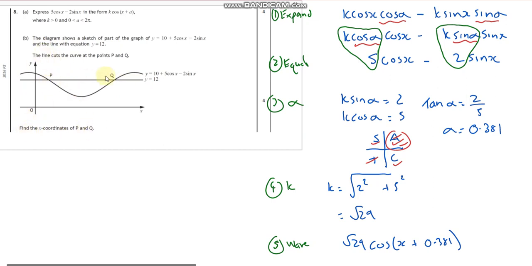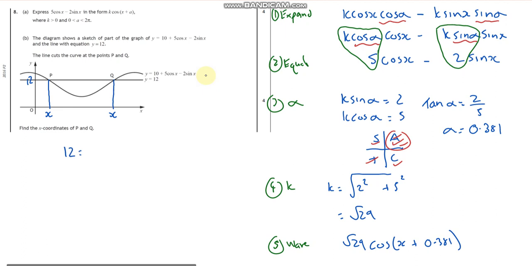Find the x coordinates of P and Q. Okay, so P and Q occur when y is 12, that's worth noting. What's their x value? So let me just draw that on, that's 12. And I'm saying, where is that function equal to 12? So it's really asking, when is this function equal to 12?